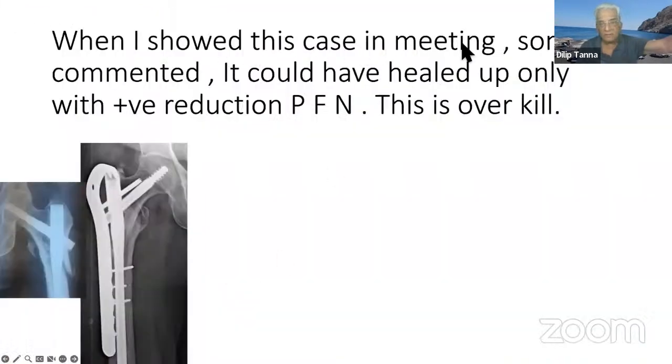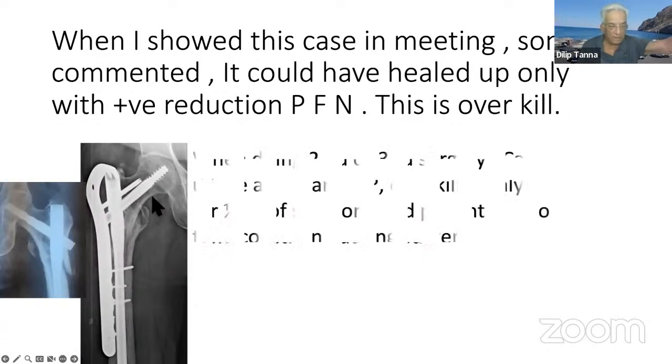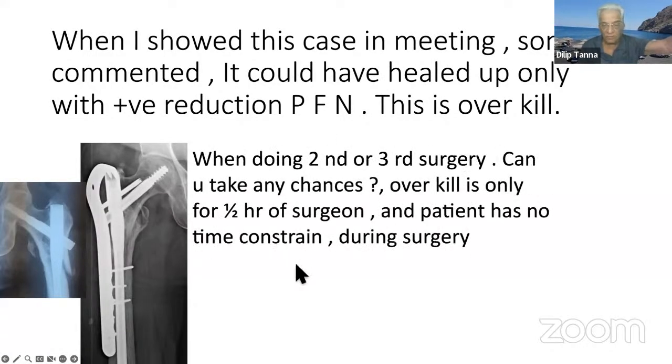When I saw this case in a meeting, some commented it could have healed only with a positive reduction PFN. This is an overkill. I'll agree. But when you're doing a second or a third surgery, can you take any chances? Overkill is only for half an hour of surgery, and the patient has no time constraint during surgery. So I feel every human being has to have a chance of first operation healing.